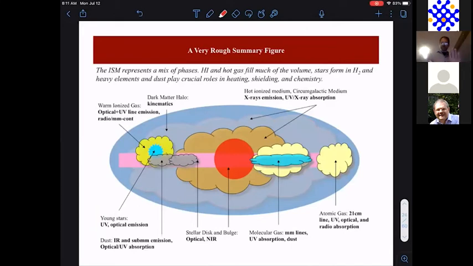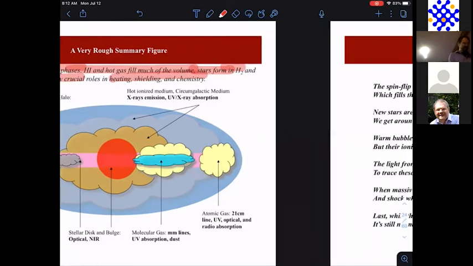To try to put this all together, this is a very rough, terribly incomplete summary figure showing you the mix of phases in the interstellar medium of low redshift galaxies. You can think about H I and hot gas filling much of the volume, stars forming in the molecular phase, which then will create and power a medium of warm ionized gas. And you can always keep in mind that heavy elements and dust play crucial roles in the heating, shielding, and chemistry of the gas. The sketch here is totally not proportional, but just gives you a clear illustration that we need essentially panchromatic observations in order to access all of the phases of the interstellar medium that make up galaxy disks.